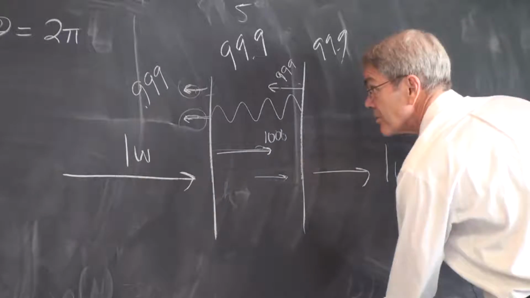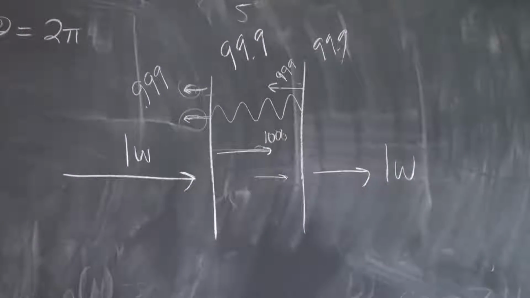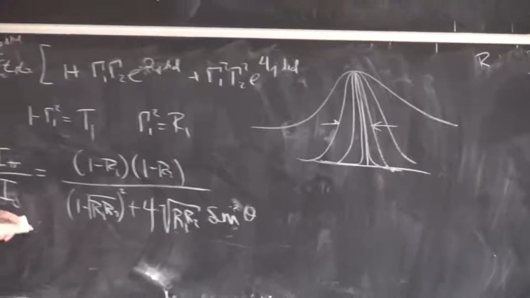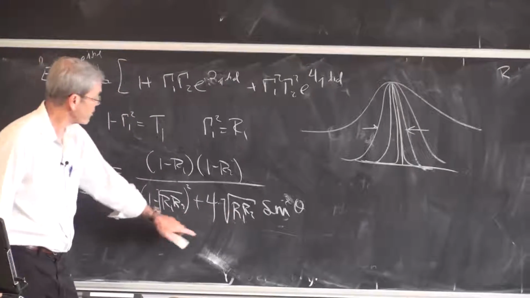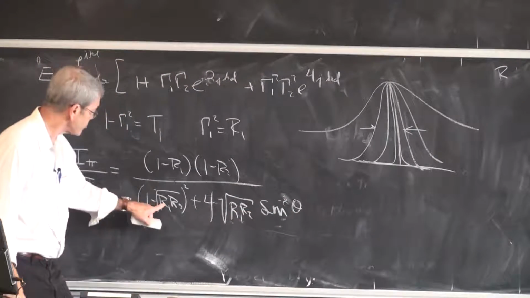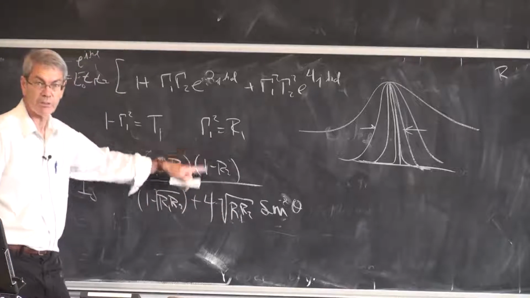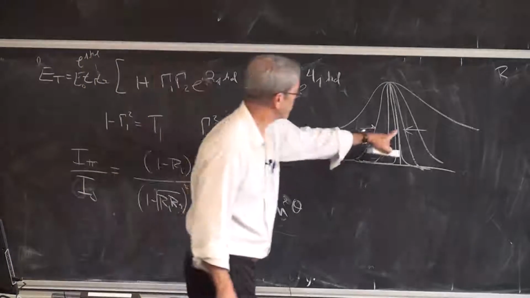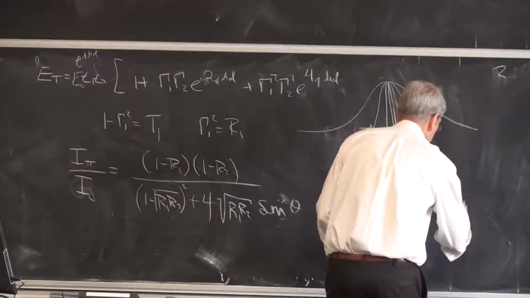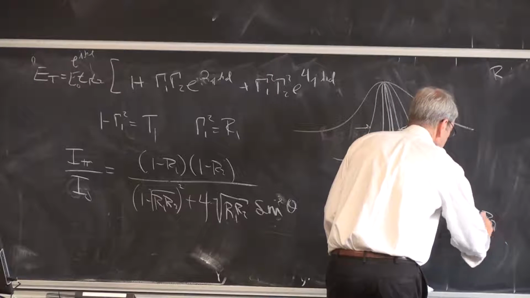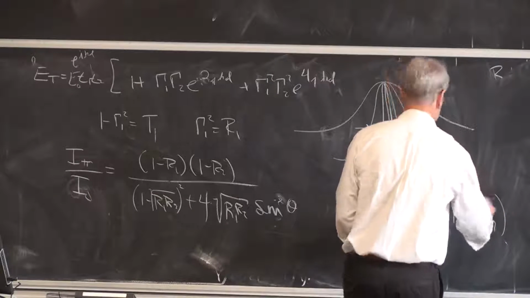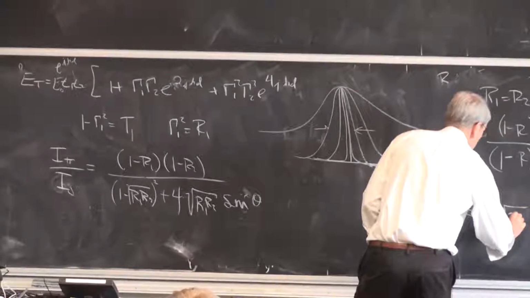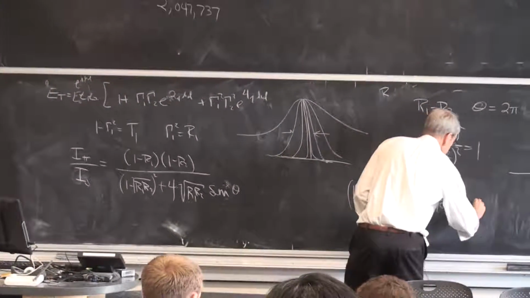But anyway, what's the half width of this? If I want to know the half width, I think I'll spare you the math, but I look at this equation and say, when I'm right at resonance, this term equals 0. But when this term equals this term, then I've doubled the denominator. I've dropped it by half. And so I look for the condition. The half width point is going to occur when (1 minus the square root of R1 R2) squared is equal to 4 times the square root of R1 R2 times sine squared theta.